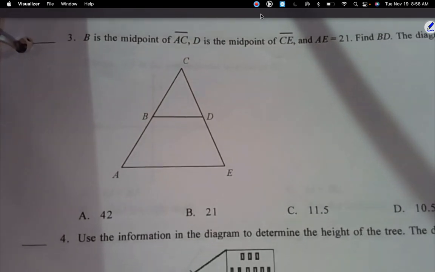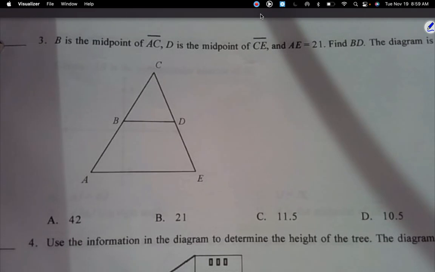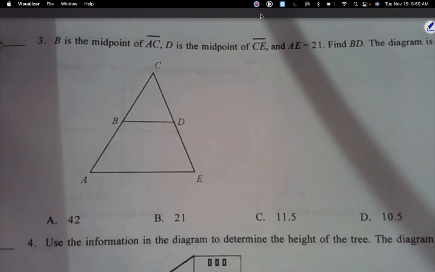It says B is the midpoint of AC and D is the midpoint of CE. So we've got this midpoint. It says AE is 21. So what is BD? 10.5. Half of that. Everybody good with that one? All right. I'll tell you which ones are really on there in a little bit. Let's just go through all of them and then I'll tell you.